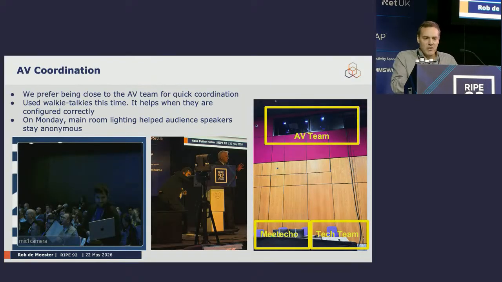We prefer sitting close to the AV team usually. That didn't happen this time. They're up the top there. But it really helps to fix these lighting or sound issues quickly. So for example, on Monday, the audience lighting failed. If you look very closely, you can see my colleague Andre, a shade of my colleague Andre, asking a question during the plenary, but especially for the online audience, it was really difficult to see.